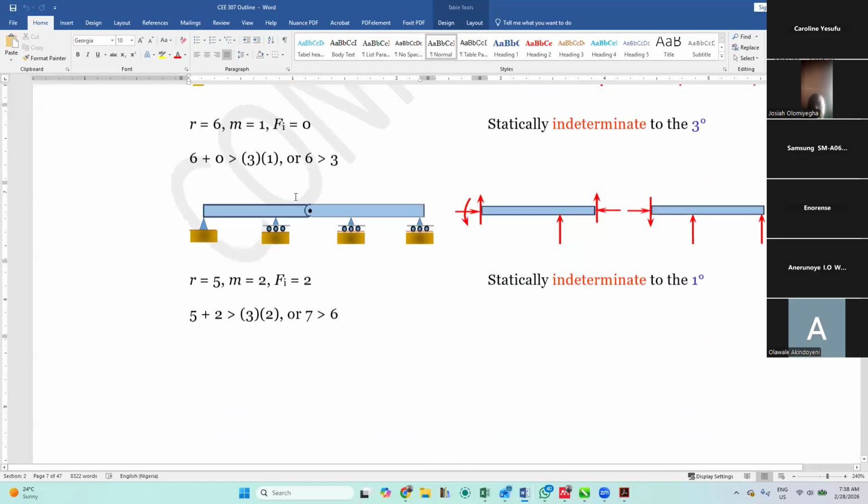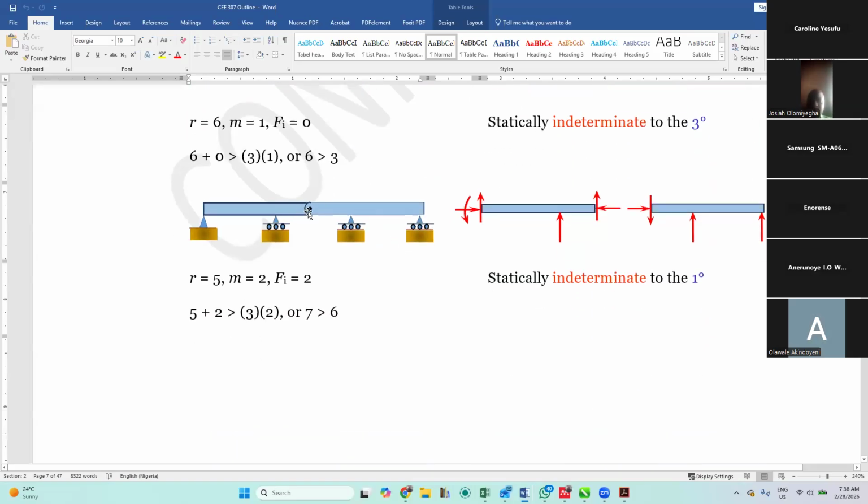So apply that one. Let me go to the next one. So this particular one now, we have a hinge. Because we have a hinge, we have member 1, member 2, and number of reactions plus 1 plus 1.